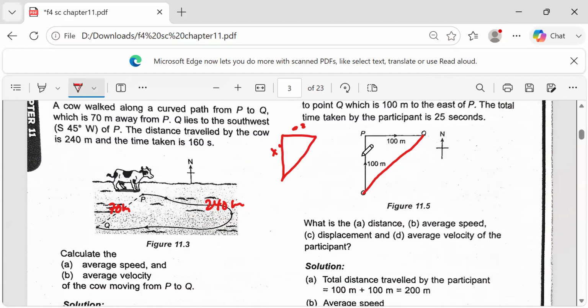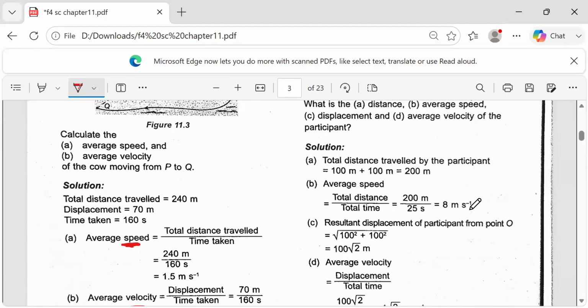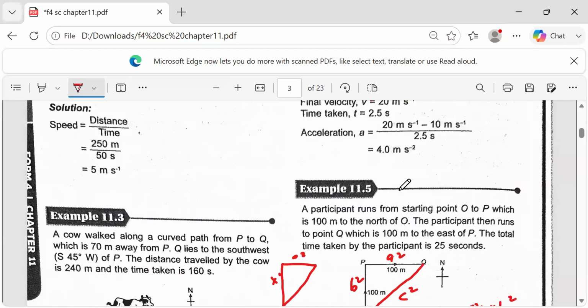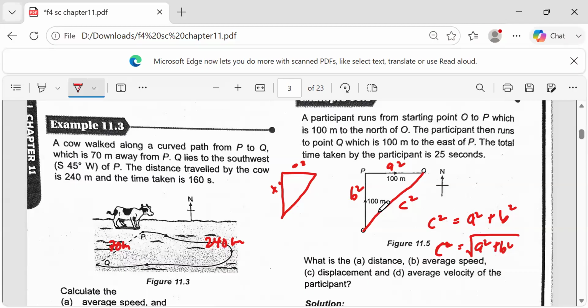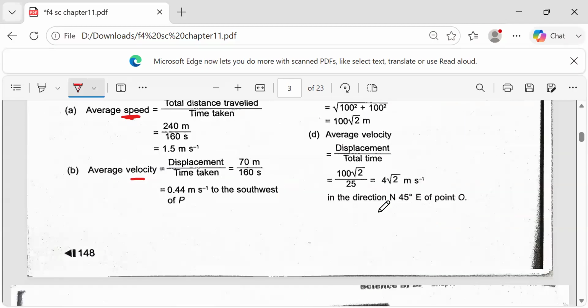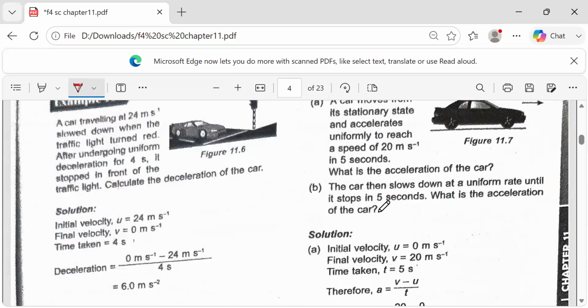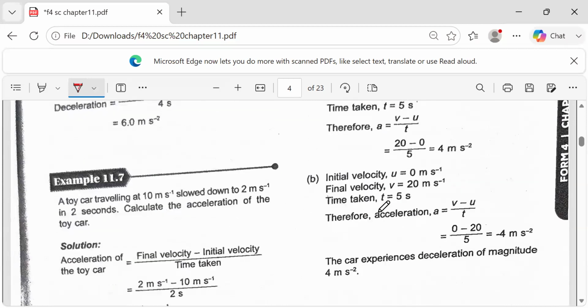Basically it's like this: c square equals a square plus b square. So c equals the square root of a square plus b square. I hope they don't ask you in your exam because it's out of the blue. Anyway, that will be the displacement. So these are all examples, different examples.